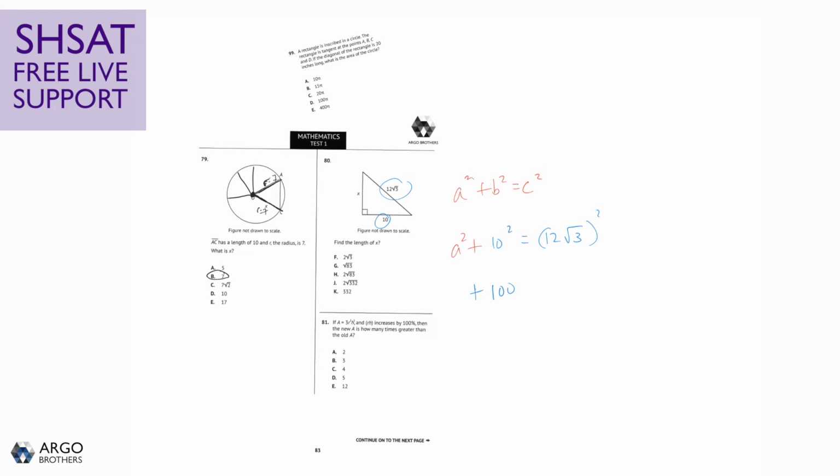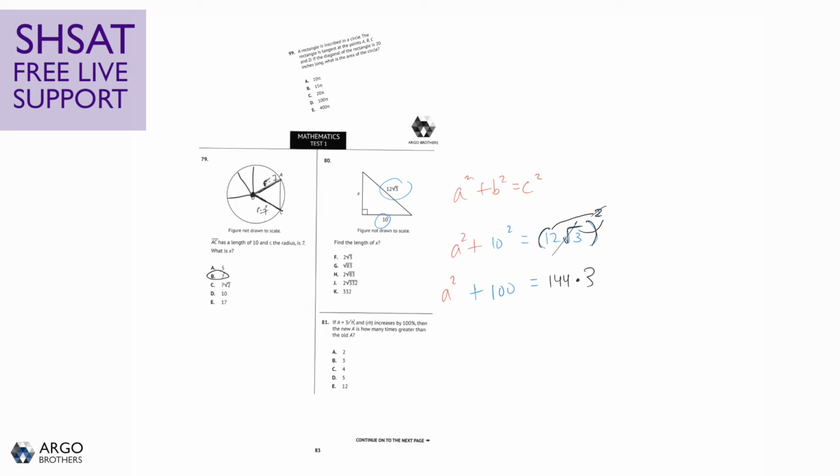Plus a squared is equal to, now here's where a lot of people mess up, okay? When you're squaring this entire thing over here, you have to do 12 squared and radical 3 squared. You have to do both of them. So 12 squared is 144, right? 12 times 12 is 144 times radical 3 squared. Well, whenever a radical is squared, you're canceling out the radical, so it just becomes 3.